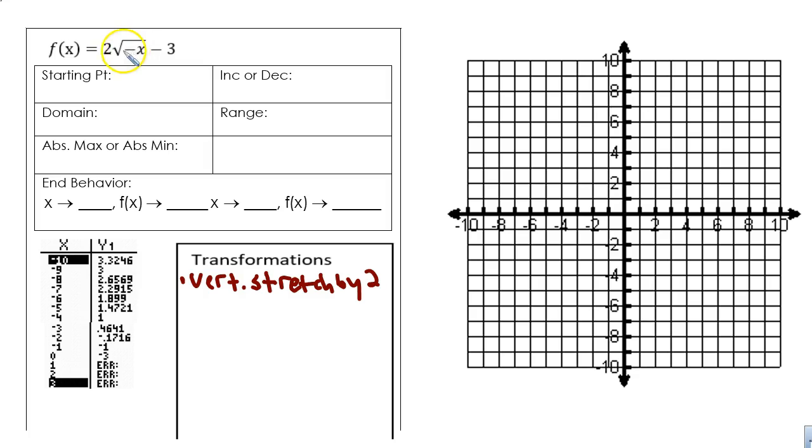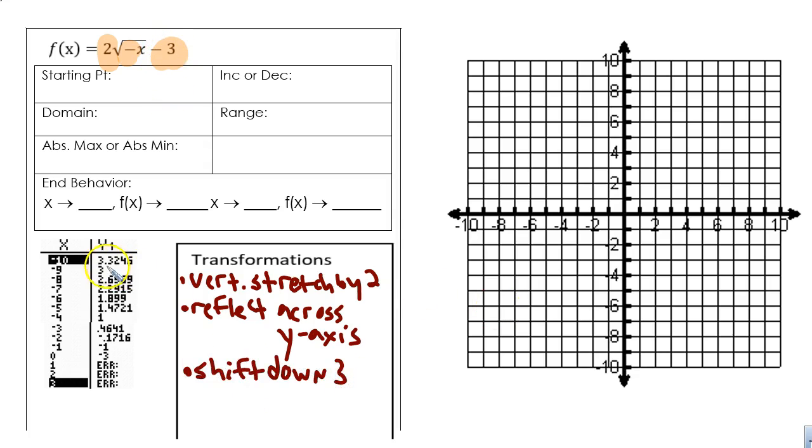We see also a negative in front of the x underneath the square root sign, and we need to be comfortable with the fact that that is a reflection, but we've got to remember which axis it reflects over. In this case, a negative inside the radical is a reflection across the y-axis. And finally, we have -3 at the end. That's our third transformation here. Remember, when you are outside of the square root, those are transformations in the up or down or vertical direction. So -3 is a shift down 3.